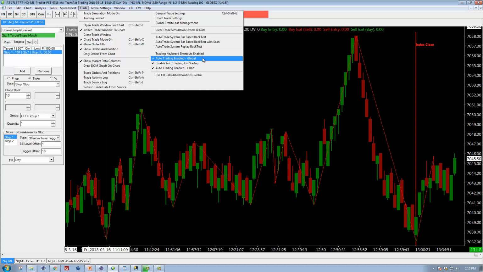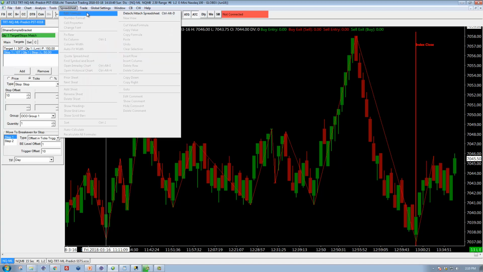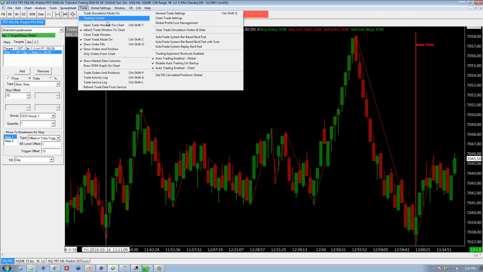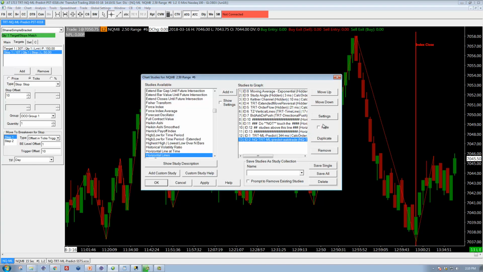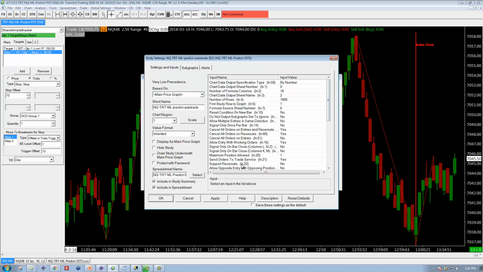So at this point, for me, with the setup you just saw, at 6:35 in the morning, Sierra Chart will start placing trades with the broker. Okay? Trade simulation mode is not checked. Auto trading global, auto trading for the chart. And then in the spreadsheet study, send orders to trade service is yes.